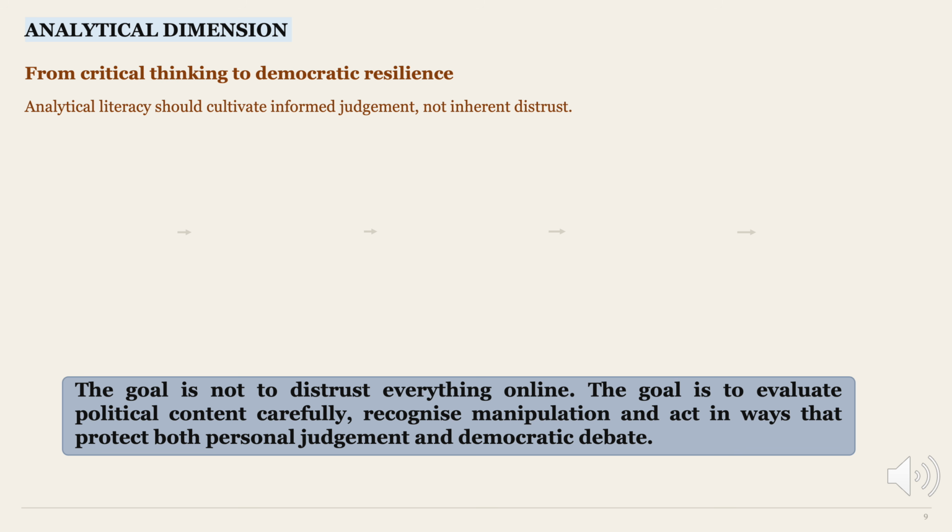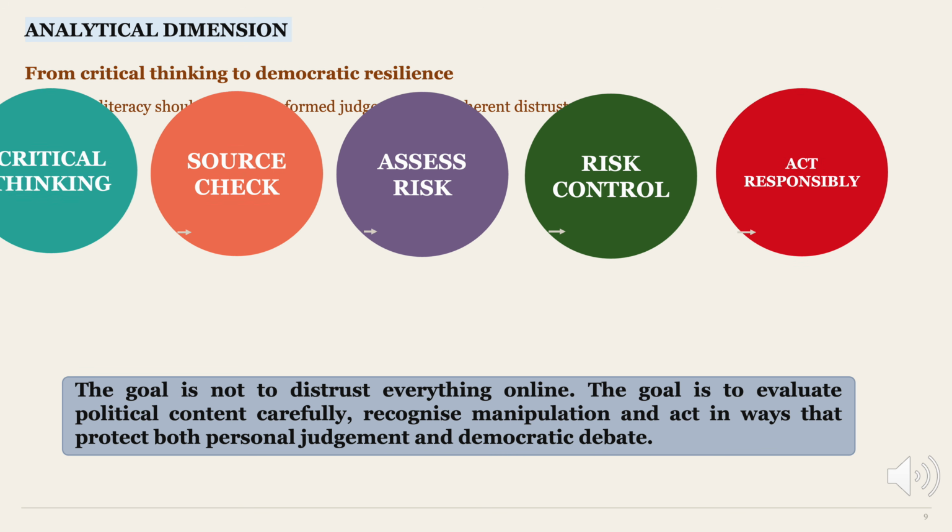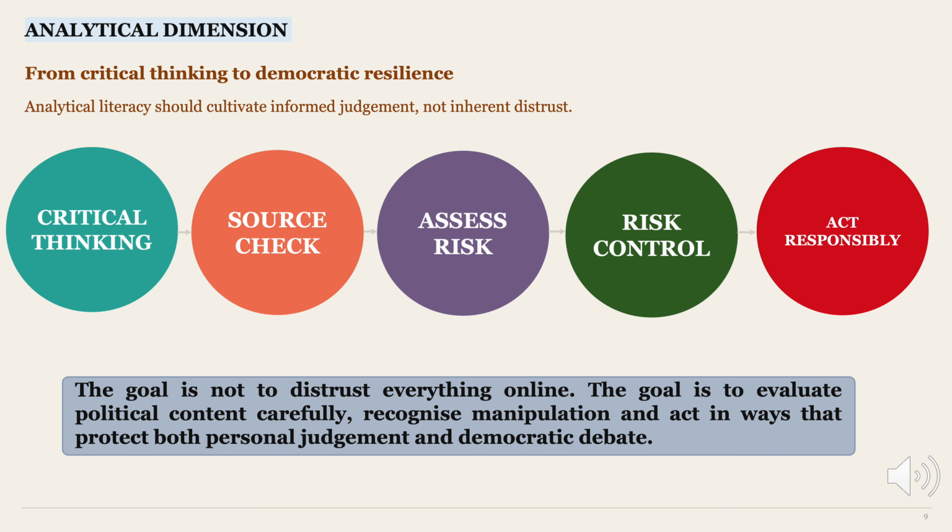Users learn to follow a responsible sequence. Think critically, check the source, assess the risk, control the risk through verification and privacy protection, and then act responsibly. This means deciding carefully whether to ignore, verify, report, discuss, or share online political content. Analytical literacy protects more than the individual user. It also supports the quality of democratic debate. When citizens evaluate political content carefully, they are less vulnerable to manipulation, less likely to amplify misleading information, and better prepared to participate in democratic processes.